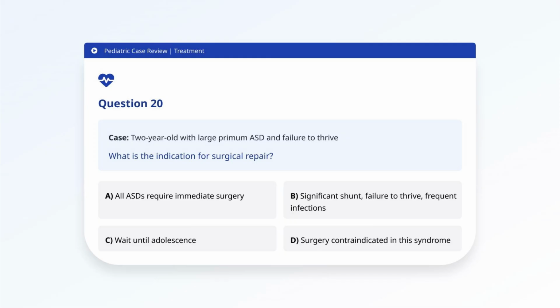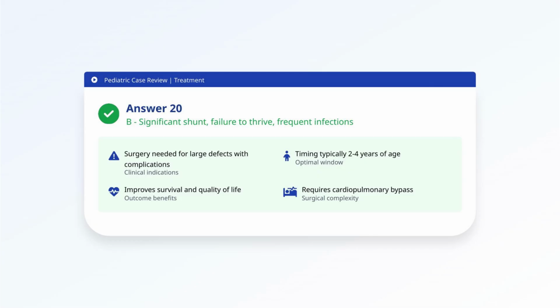What is the indication for surgical repair? Option A, all atrial septal defects require immediate surgery. Option B, significant shunt, failure to thrive, and frequent infections. Option C, wait until adolescence. Or option D, surgery is contraindicated in this syndrome. The correct answer is B, significant shunt, failure to thrive, and frequent infections.